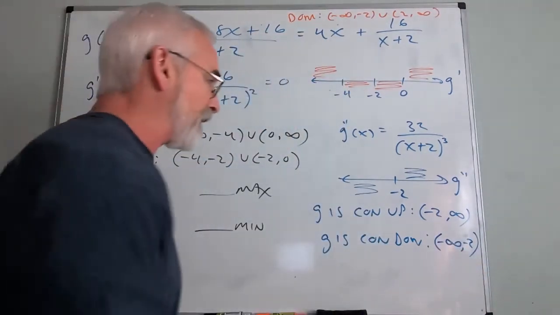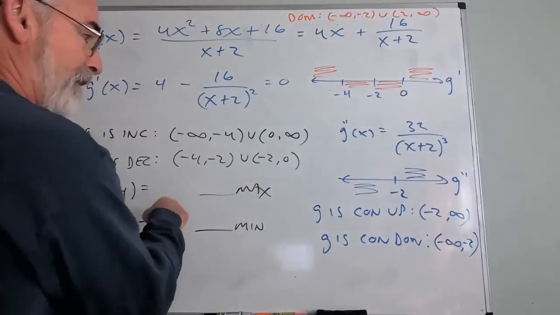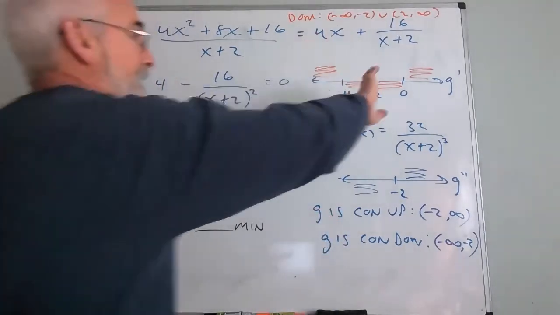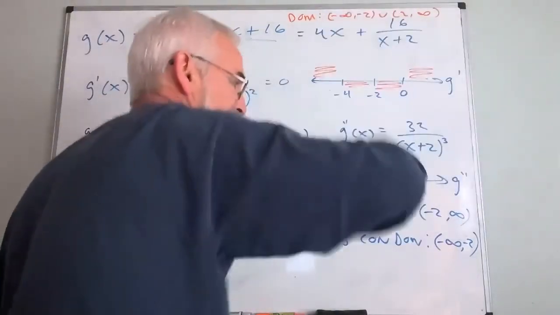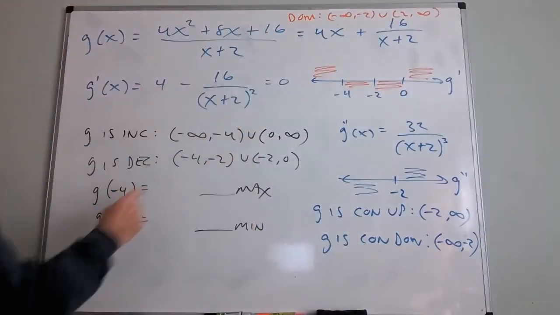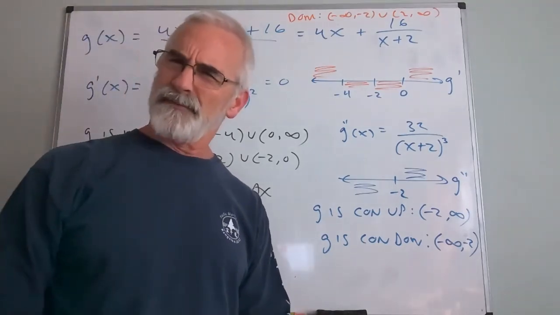So I have a graph that's concave up, and I've got a minimum on the right side, and it's concave up. That makes perfect sense, doesn't it? And on the left side, I'm concave down, and I have a maximum. Okay, that makes perfect sense. So what does the graph look like?